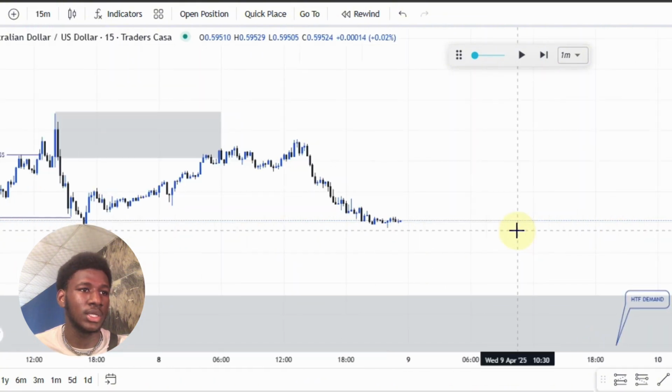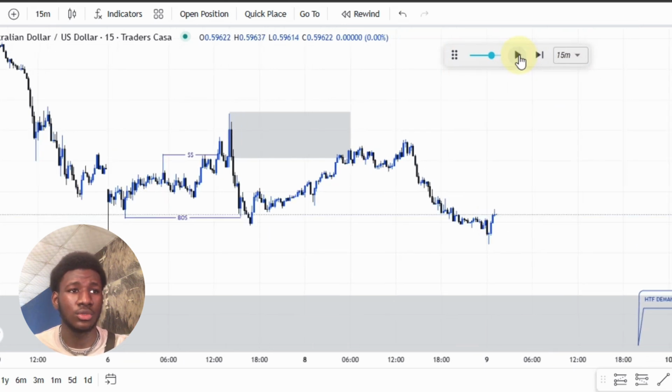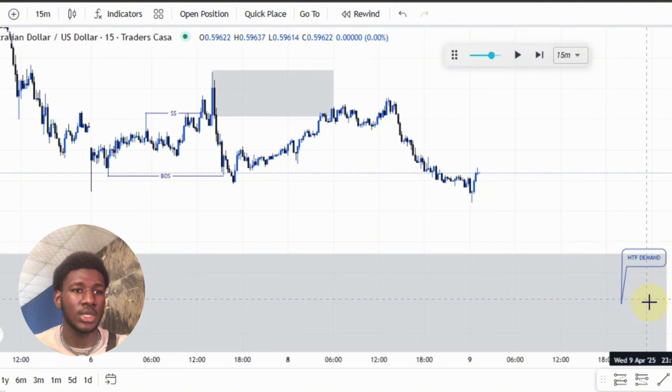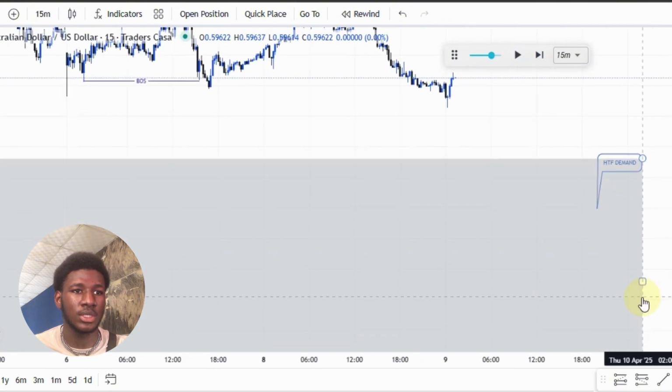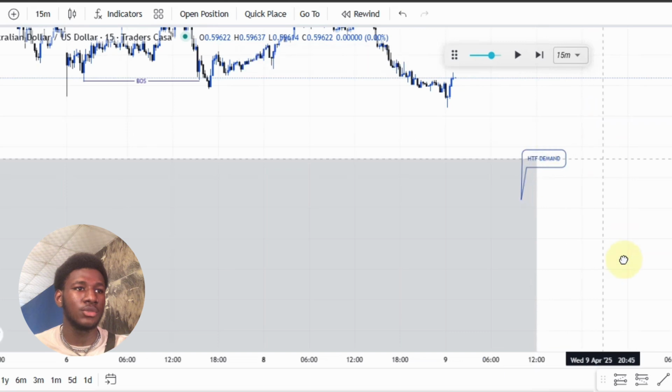I didn't take this setup, and then I was just waiting and monitoring price to see if I would get any supply zones to be able to trade the market into this higher time frame demand that we have marked out here. Yeah, so let's replay price.